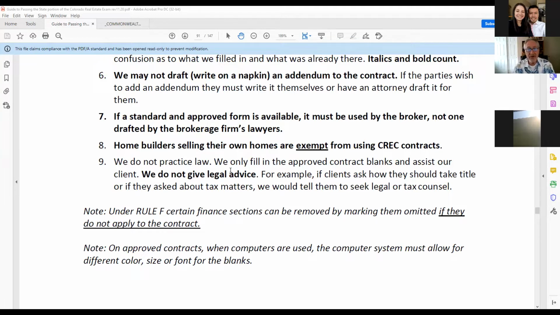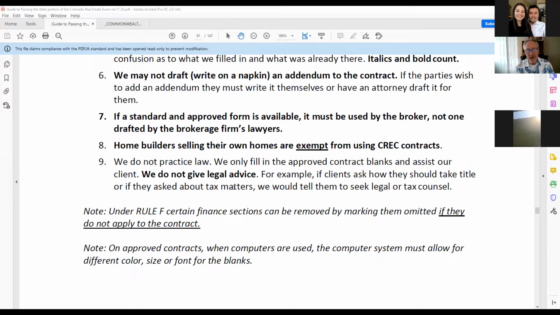In fact, that representative who's working for the home builder, who is not licensed, is reviewing the contract that the home builder's attorney drew up. Remember, those folks work for the builders, so they have the builder's interests in mind. Again, we don't practice law. We only fill out those contracts. We do not give legal advice.